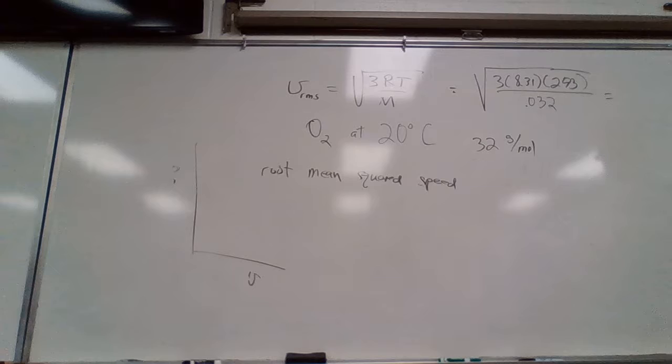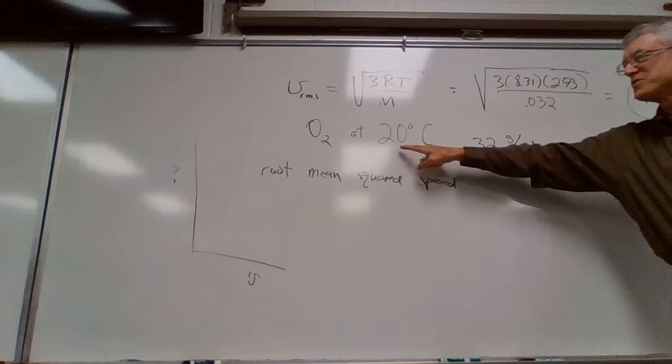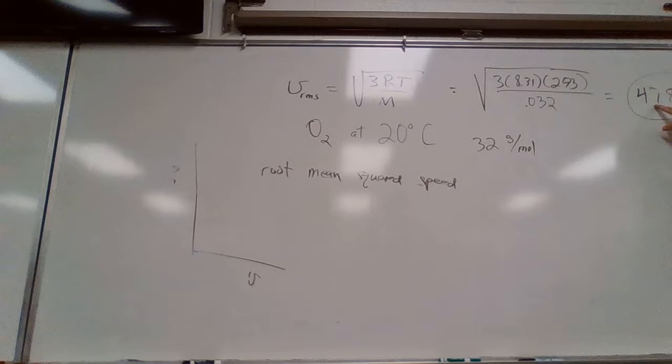Is anybody calculating that? Kyle is. 477. 477? Okay, so 478 if you round it off. Meters per second. That's the average, but still that would be a speed that one molecule of O2 is actually vibrating when the temperature is just like it is in this room right now. It's about 20 degrees in here. They're all moving at 478 meters per second.